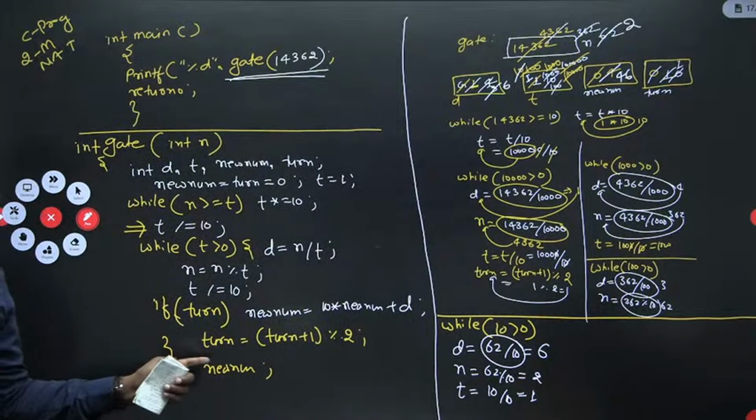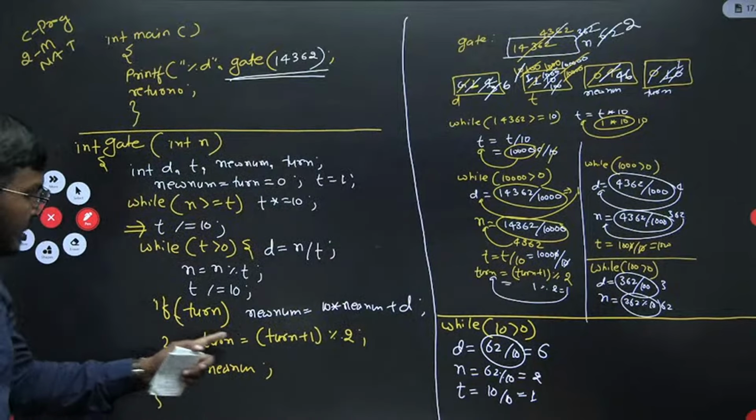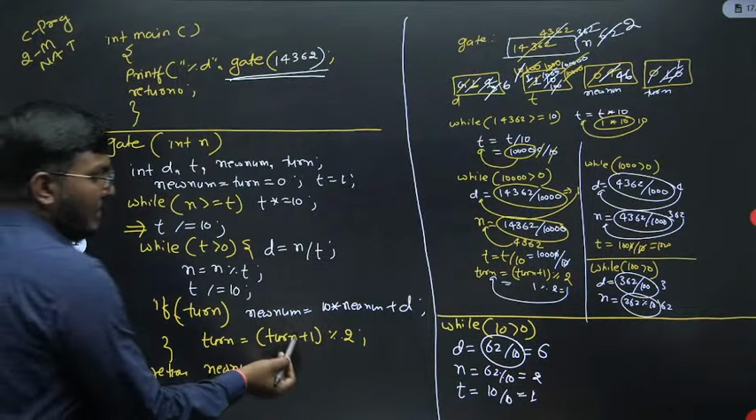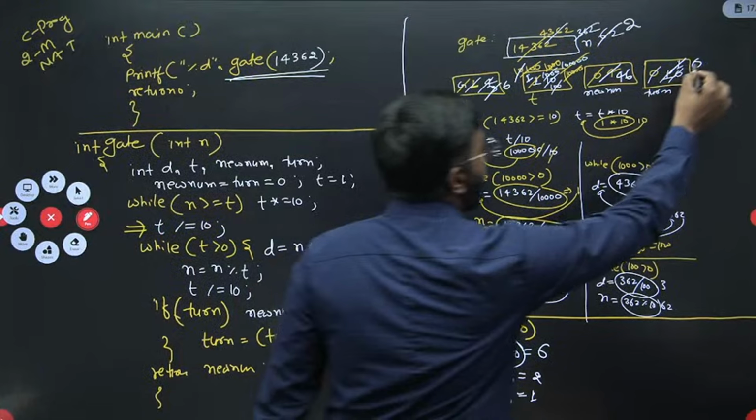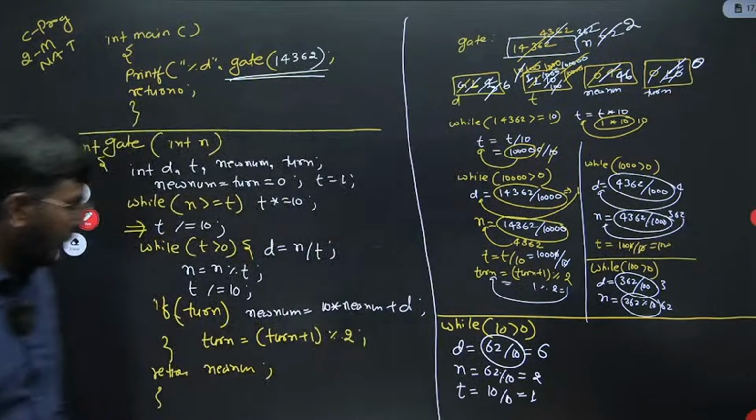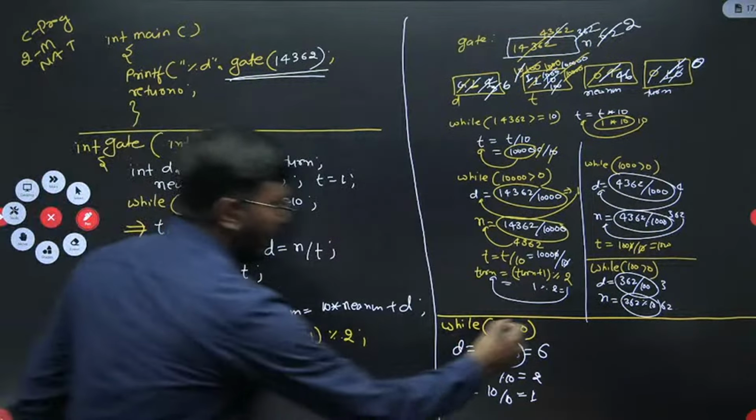Then go and perform the updating of the turn. So turn is equal to (turn plus 1) modulo 2. Again this will become 0. So turn becomes 0. Very good. Now again perform the same here.